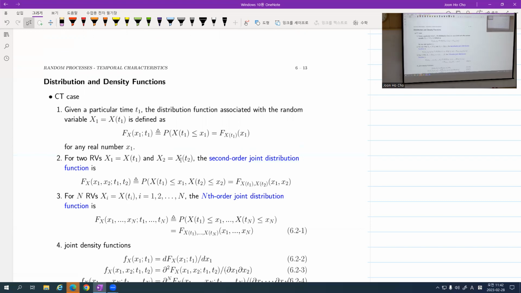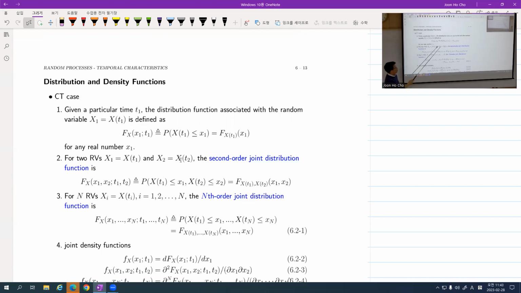Some authors of the book use this notation. I really hate it, okay? But anyway, the Peebles textbook has this notation. The capital F means the CDF, the CDF of X. X is a random variable. And you have two arguments separated by a semicolon. The left one is x1, and the second one is t1. What does that mean?